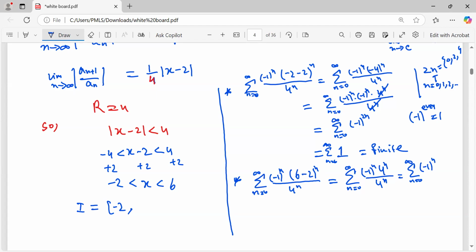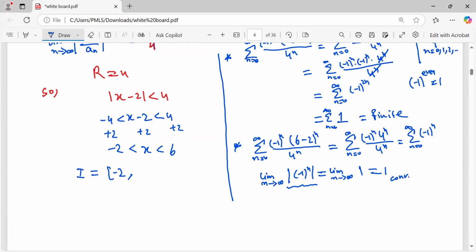And we know that to check the convergence or divergence of a given alternating series, we use this test: limit as n approaches infinity. Here we will take the absolute value of an. In this case, an is minus 1 raised to power n. So we know that this limit always equals 1. So this is also convergent, and if the absolute series converges, this means that the series also converges. We also have an idea about that. So in this case, 6 will also be part of the interval of convergence.